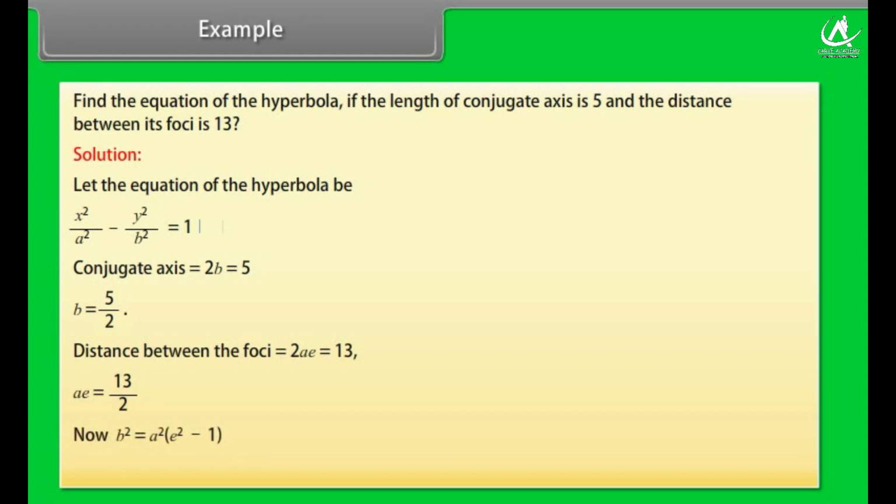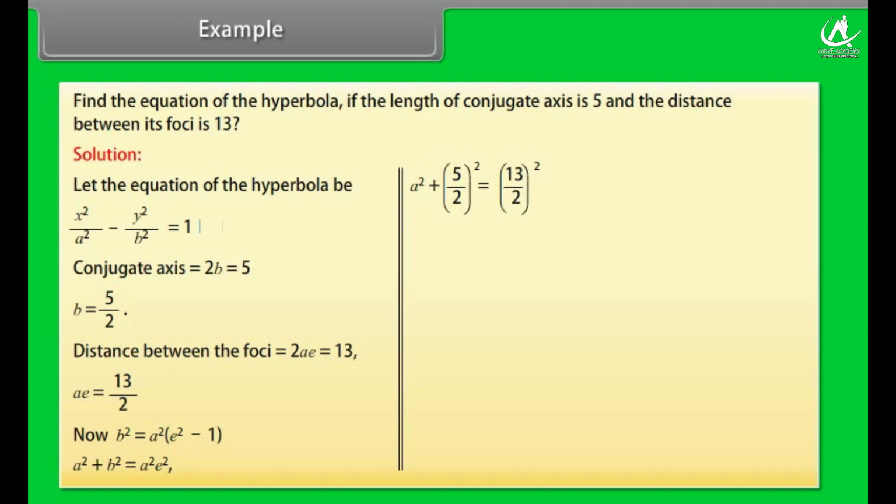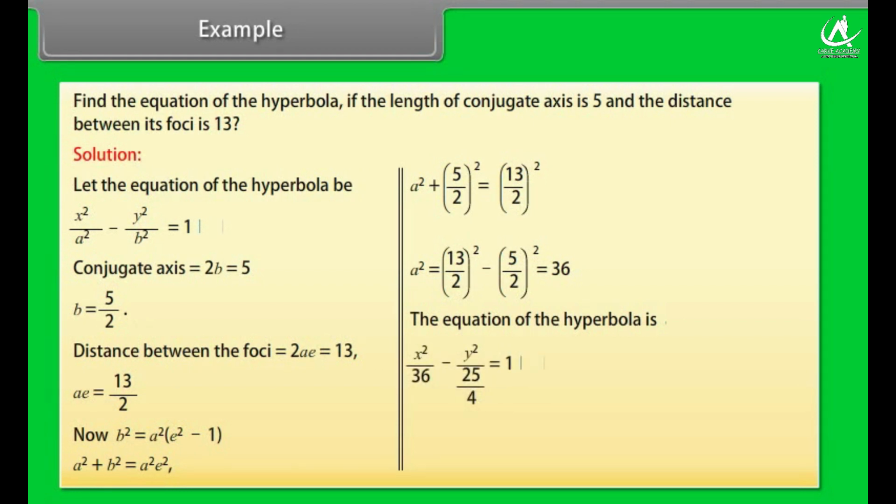Now, b square is equal to a square into e square minus 1. So a square plus b square is equal to a square e square. a square plus 5 by 2 whole square is equal to 13 by 2 whole square. a square is equal to 13 by 2 whole square minus 5 by 2 whole square, which is equal to 36. The equation of the hyperbola is x square by 36 minus y square by 25 by 4 is equal to 1. That is, x square by 36 minus 4y square by 25 is equal to 1.